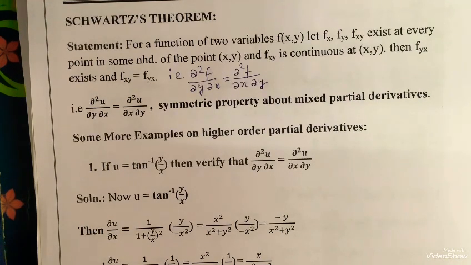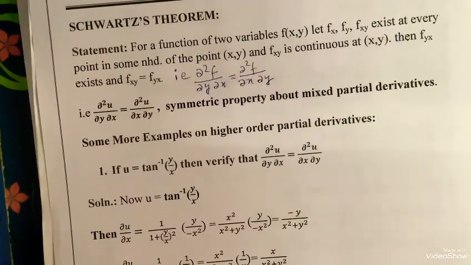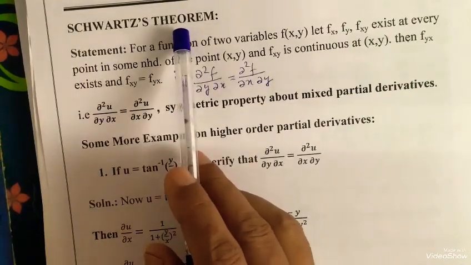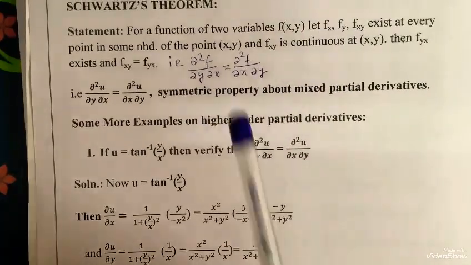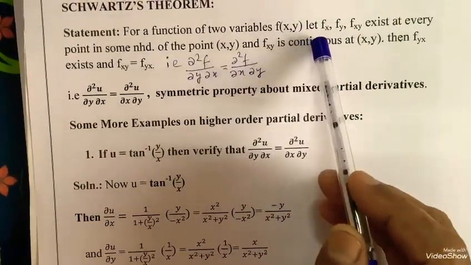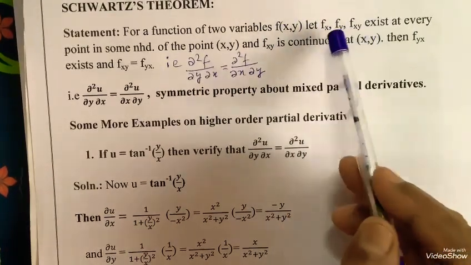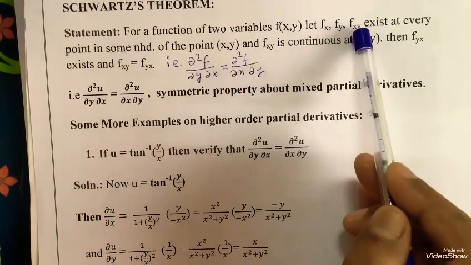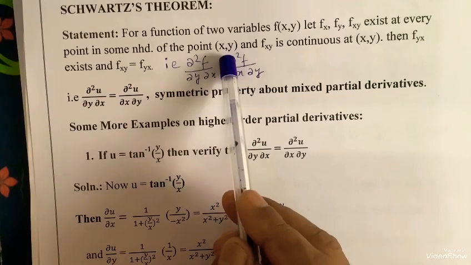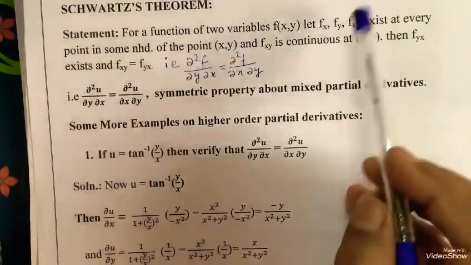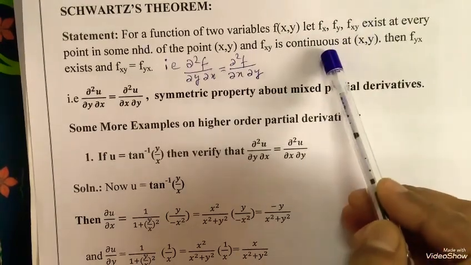Before taking the next examples, I will take one lemma, only the statement, that is called Schwarz's lemma. What is that? The statement is for a function f of two variables x and y. The partial derivatives fx, fy, first order, and fxy, second order, exist at every point in some neighborhood of the point (x, y), and this mixed partial derivative is continuous at (x, y).